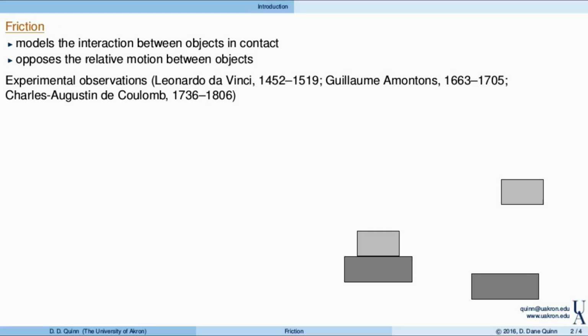So, friction is essentially a force that models the interaction between objects in contact. Anytime two objects are in contact, there are contact forces between those two objects, and one component of the forces resists interpenetration, but the other component of that force opposes the relative motion between objects. And it's this component that we refer to as friction.